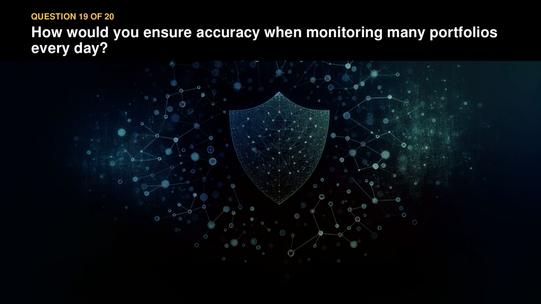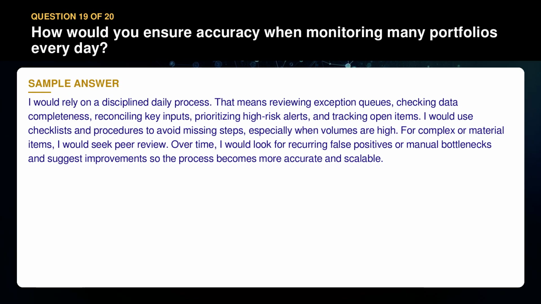Question 19. How would you ensure accuracy when monitoring many portfolios every day? I would rely on a disciplined daily process. That means reviewing exception queues, checking data completeness, reconciling key inputs, prioritizing high-risk alerts, and tracking open items. I would use checklists and procedures to avoid missing steps, especially when volumes are high. For complex or material items, I would seek peer review.